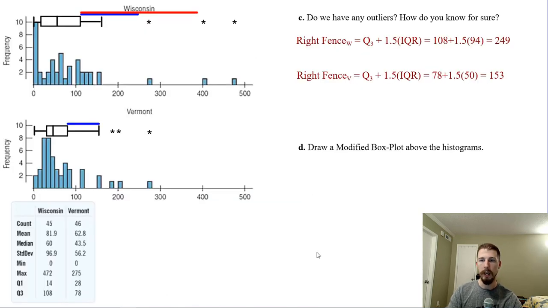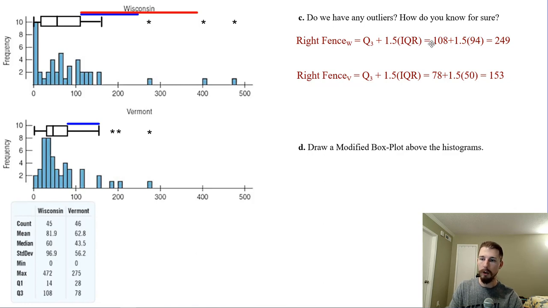Do we have any outliers, and how do we know for sure? So this is where we use our right fence and our left fence. Clearly, we're not going to have any outliers on the left fence because we can't have anything that's negative. We can't have less than 0 campsites. So we don't even really need to check the left fence. It's really the right fence to see which of these are actually going to be outliers. So to do that, we do the third quartile plus 1.5 times the interquartile range.